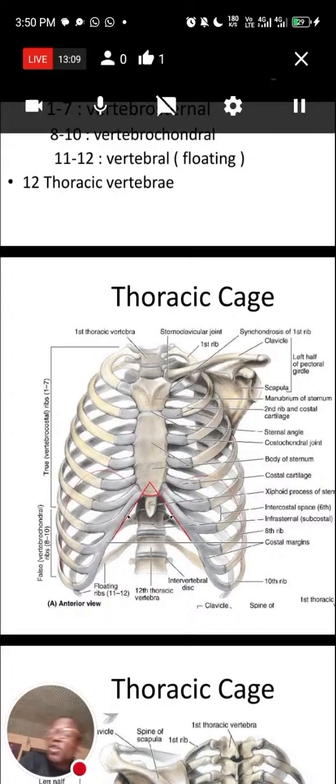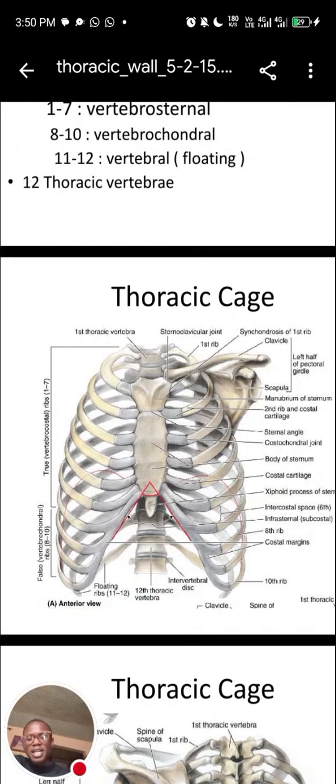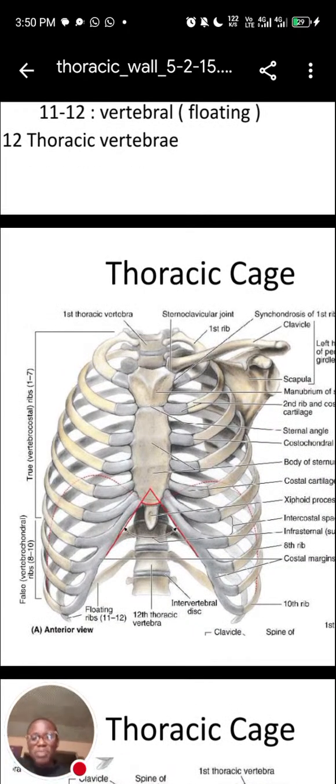We said M stands for meaning, Introduction to Thorax, and then the next thing we looked at was the diagram of the thorax. You can see it is the rib cage. The thoracic cage is the rib cage. So the thorax is that region between here and here, above the abdomen. And then we talked about the characteristics.